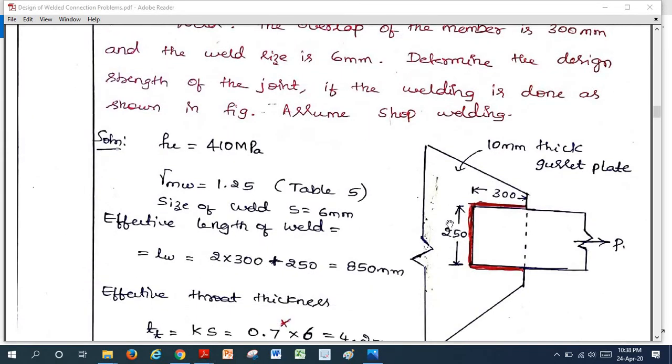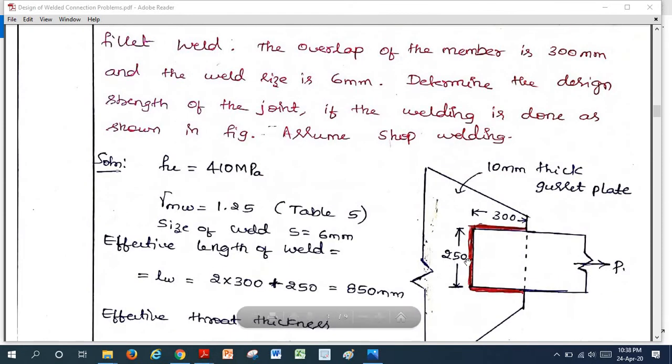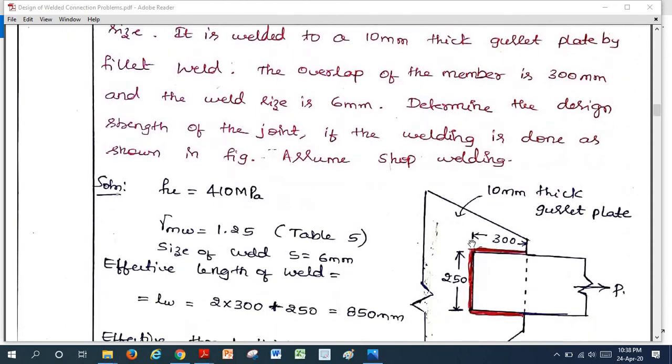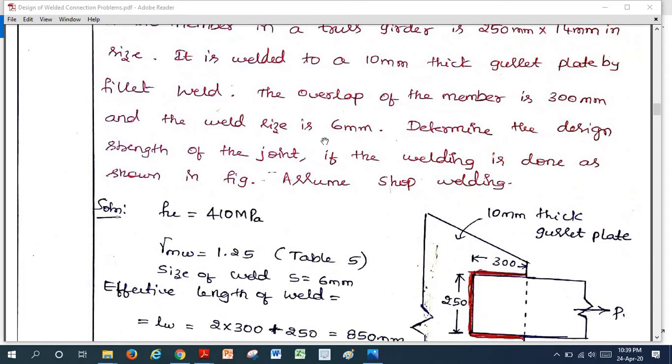So here this is the figure. This is the gusset plate, on which the member will come and rest. This is the size of the member, 250 the width of the member. Thickness is 14 mm. Where overlapping, they kept it on the gusset plate and they made weld for 300 mm. This is the overlap. What they are asking here is to determine the design strength of the joint, nothing but the load carrying capacity of the joint. Load carrying capacity or the strength of the joint.